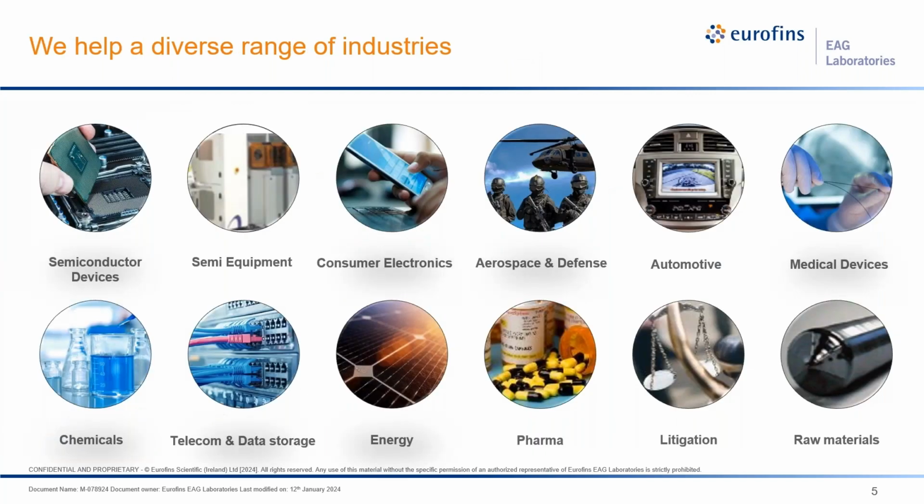Now, I spoke already about the diverse range of industries that we serve, but here's a list of all of them that we do: semiconductor devices, semiconductor equipment, consumer electronics, aerospace and defense, automotive, medical device, chemicals, and across the board, including litigations and energy, telecom, raw materials. So anytime you need to know about your materials, EAG has the techniques and the expertise to be able to help you answer your questions.